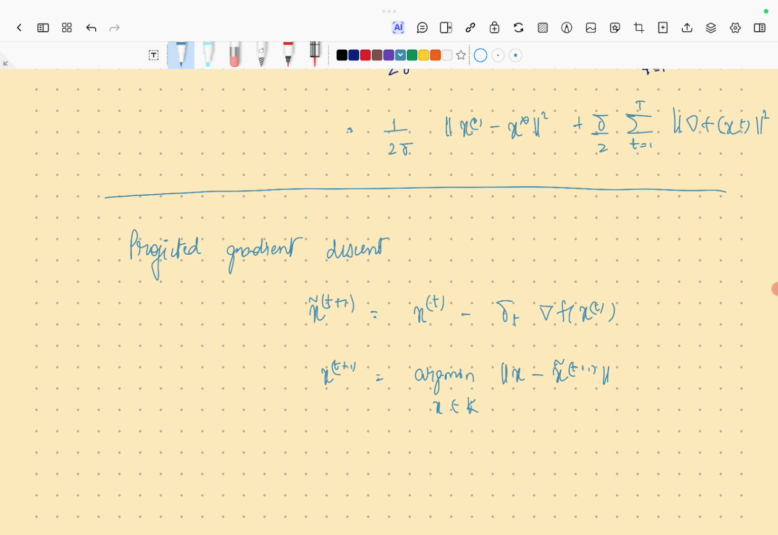So you first run one step of gradient descent, and if you're inside the constraint set, well and good. If you're outside the constraint set, then you find the closest point within the constraint set to x tilde t plus 1. How do you do it? That's the whole game. If this were easy, we wouldn't have to proceed any further. But this itself involves solving an optimization problem. It's a constrained optimization problem in itself.